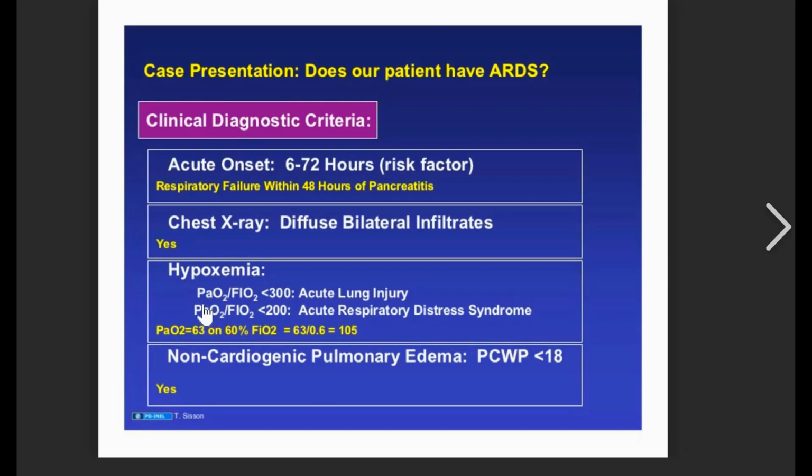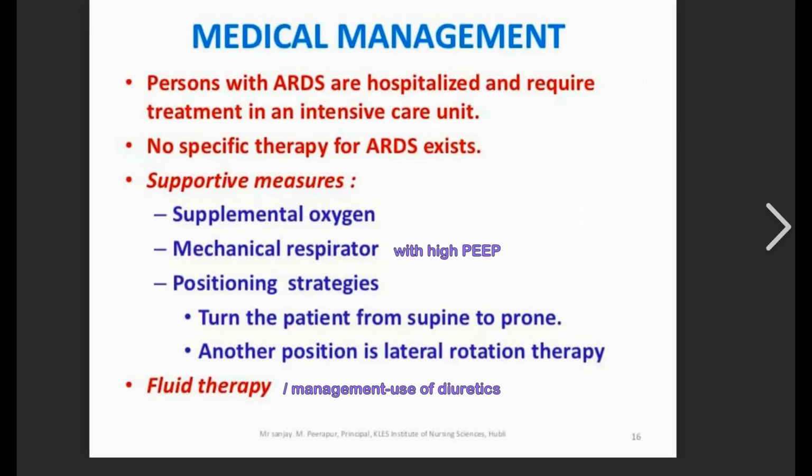So remember, the normal PF ratio should always be greater than 300. If it is less than 300, there is lung injury, acute lung injury. And if the PF ratio is less than 200, that indicates the patient is developing acute respiratory distress syndrome. Now let's see the management of ARDS. Patients with ARDS are hospitalized and treated in the ICU, and these patients may require oxygen and usually mechanical ventilation with high PEEP. Also, these patients are positioned in the prone position.